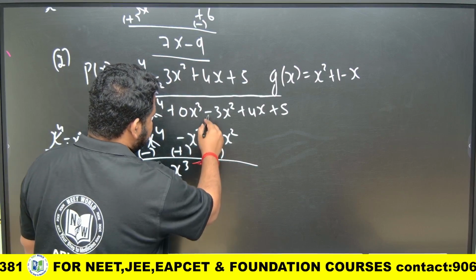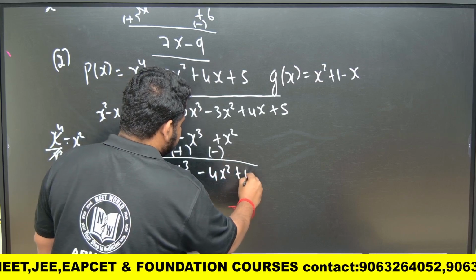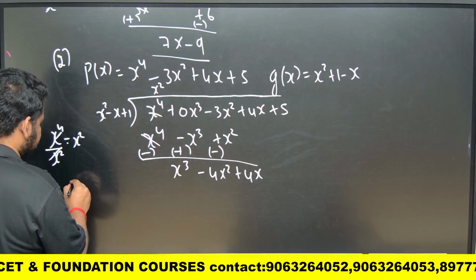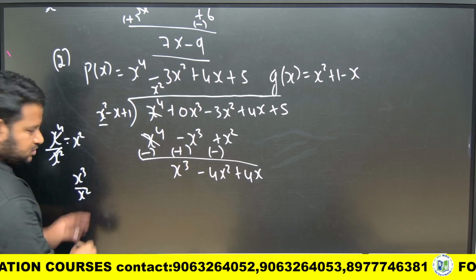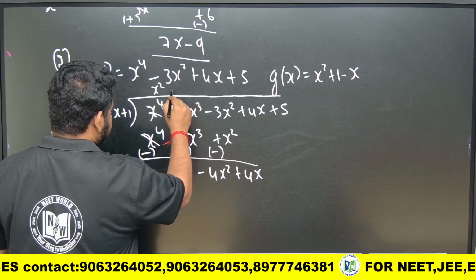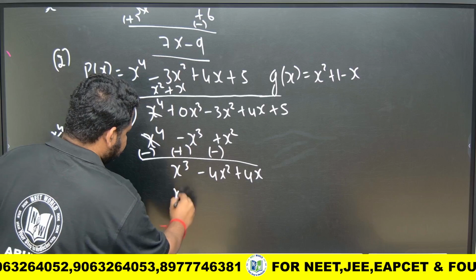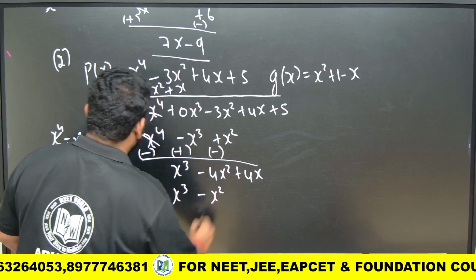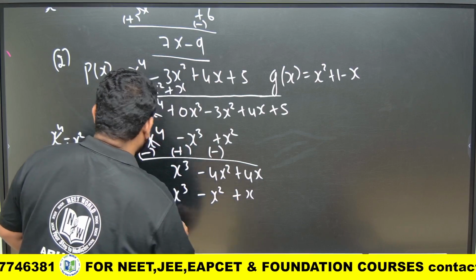Now here, minus 3x square minus x square is minus 4x square plus 4x. Now what do I have? X cube is there. X square is there. X cube divided by x square, I have to focus only on the leading term. So I will get x. For x cube I should write plus x. So x square into x is x cube. Minus x into x is minus x square. Plus 1 into x is plus x. This is what we get.